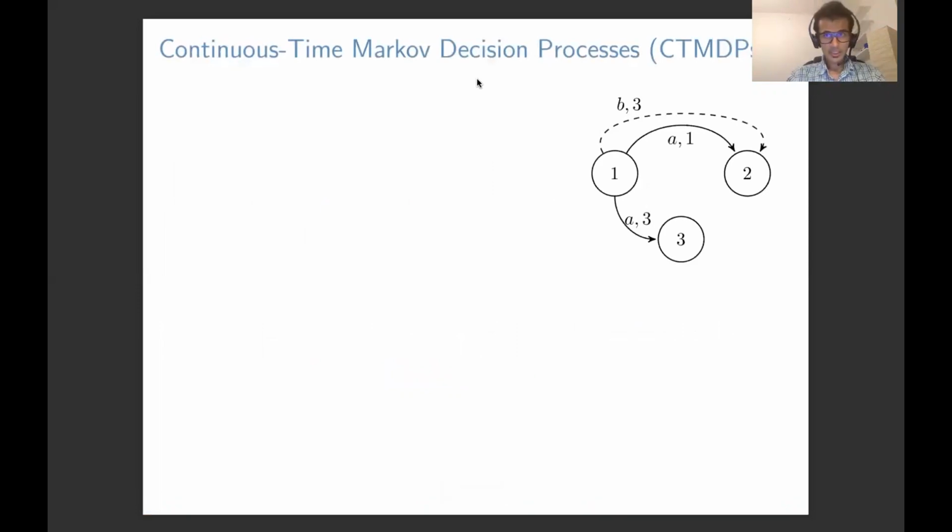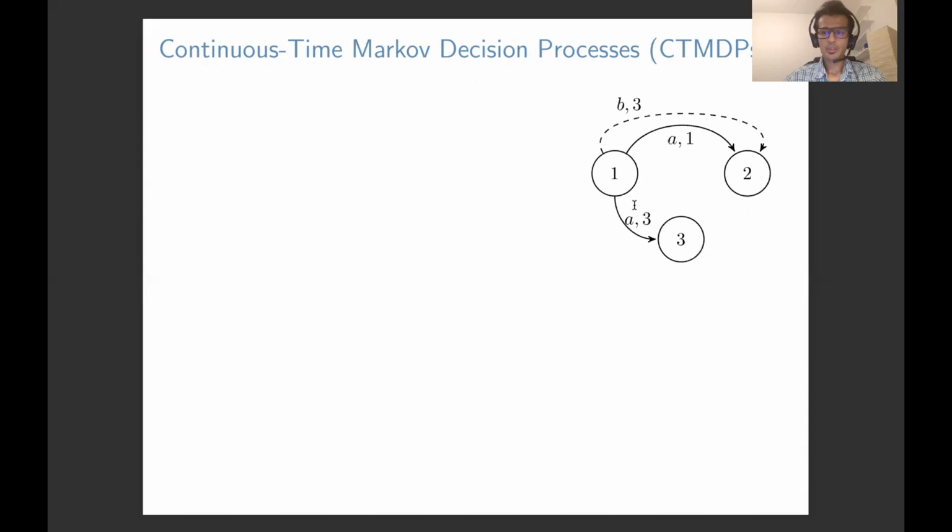Continuous time Markov decision processes, or CTMDPs, include both stochasticity and non-deterministic choices. And further, as their name suggests, they are continuous time models. Let us describe the CTMDP model using an easy example.